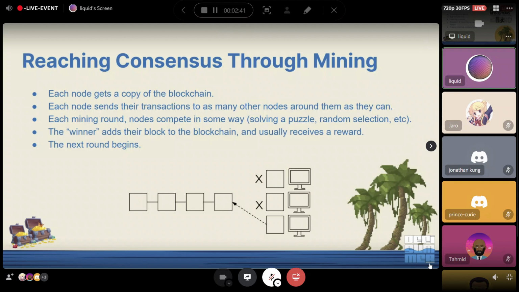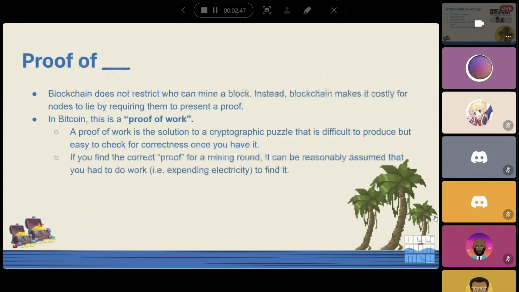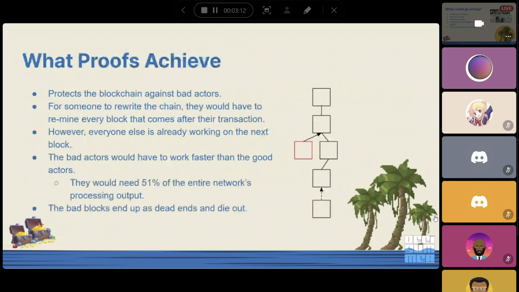After this is accepted, the next round begins, where the computers that are mining add to the next block. This is known as proof of work, where anyone can add to the blockchain, and it's pretty costly to do so because you have to have computational power to add it. So if you can show the correct proof of mining, it can be reasonably assumed that you had to do the work, or expend electricity, to find it.